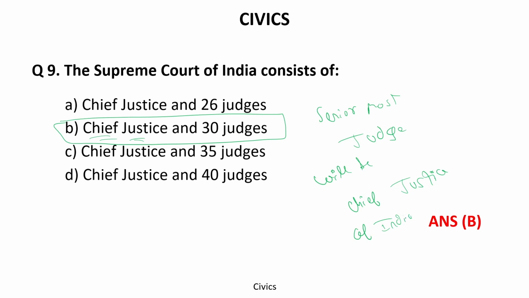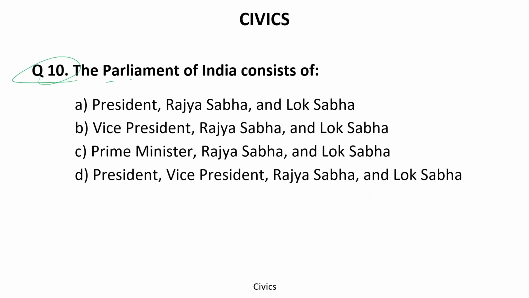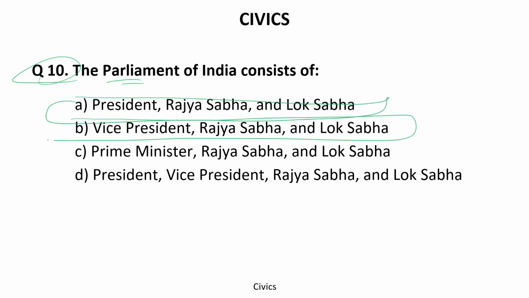10th question we have: the Parliament of India consists of President, Rajya Sabha and Lok Sabha, Vice President, Rajya Sabha and Lok Sabha, Prime Minister, Rajya Sabha and Lok Sabha, President, Vice President, Rajya Sabha and Lok Sabha. Again, 20 seconds you have to think and answer.